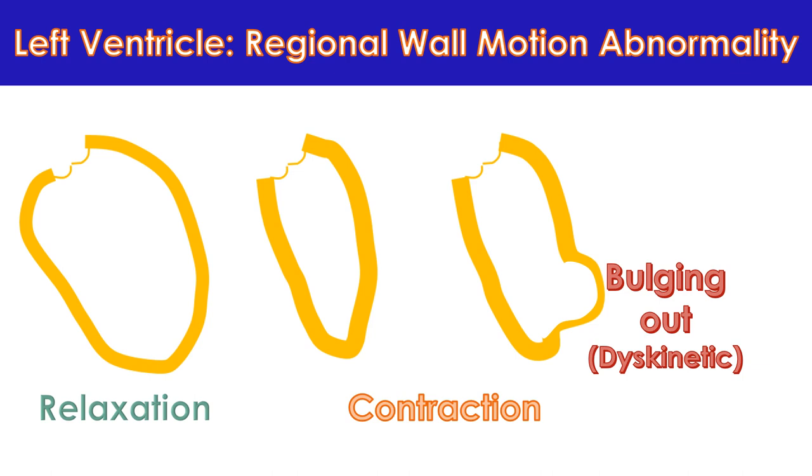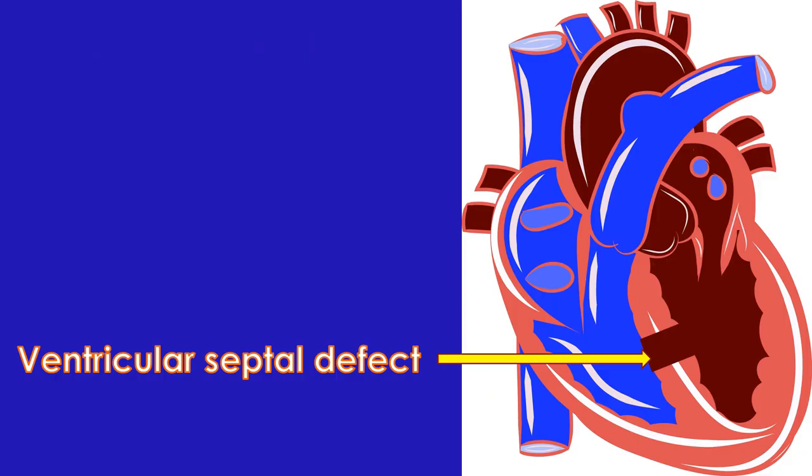Such a region is called dyskinetic. Regional wall motion abnormalities are common after a heart attack. When a blood vessel supplying a region of the heart muscle is blocked, that region shows a regional wall motion abnormality of any of the above mentioned types.